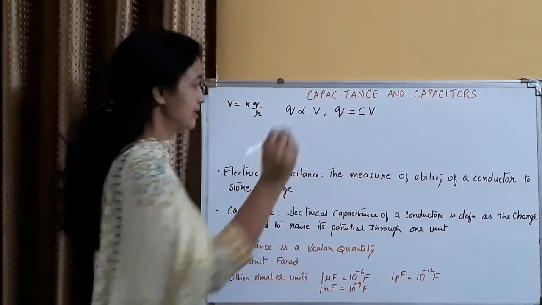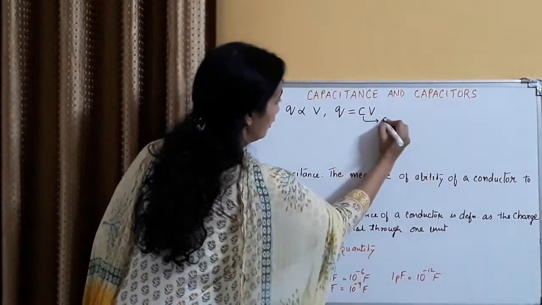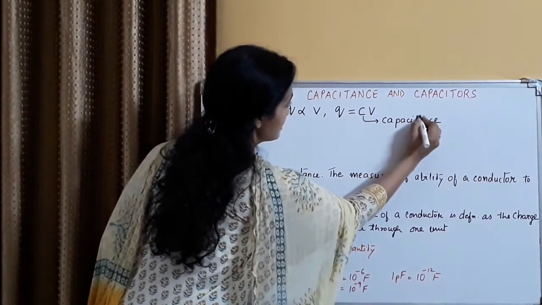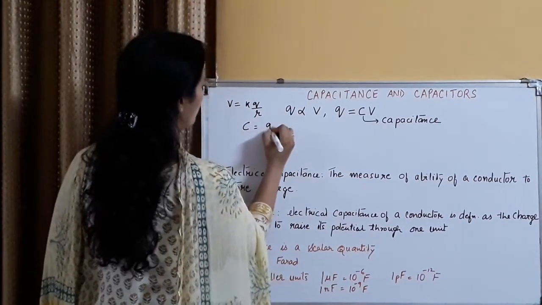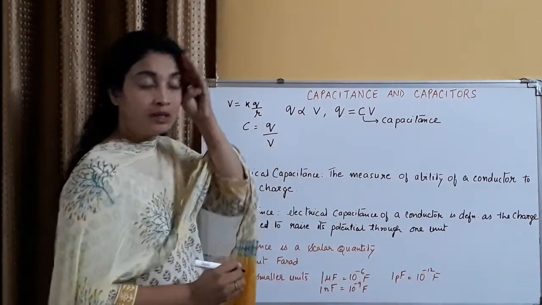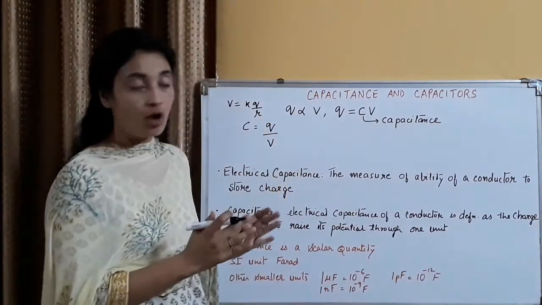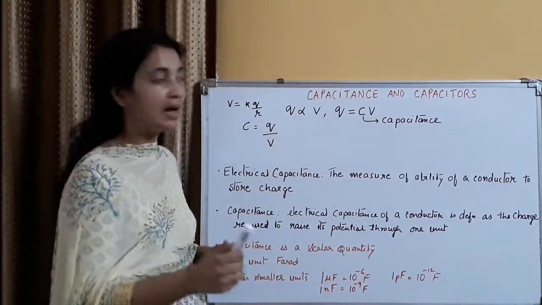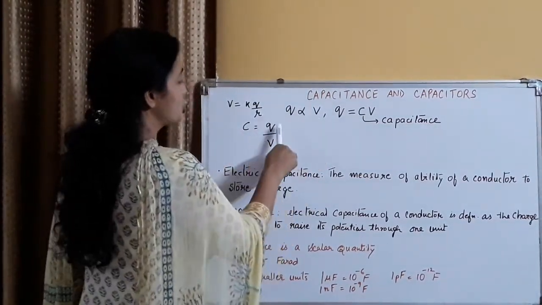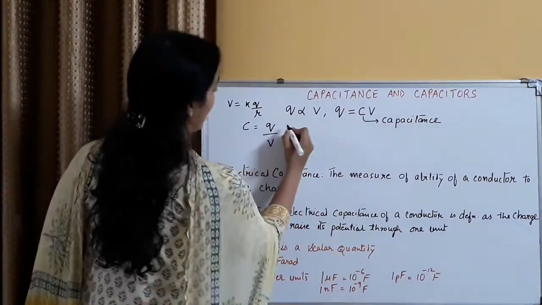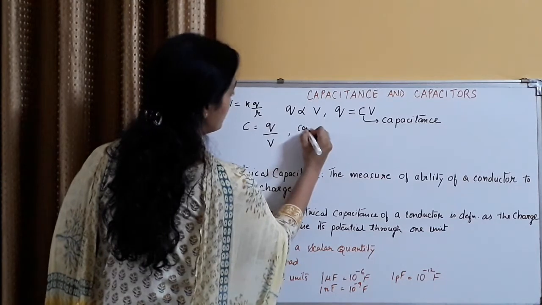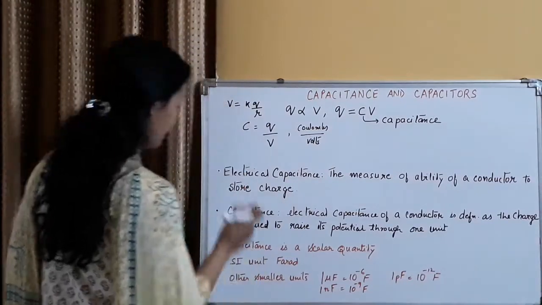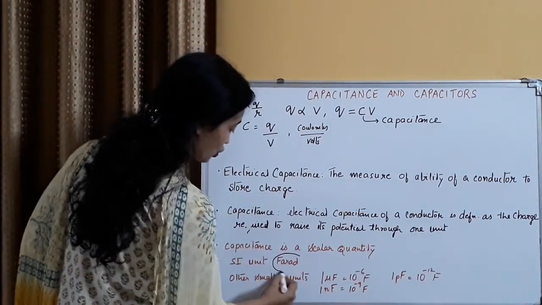What is this constant? Yes, this constant is now called capacitance. C is equal to Q upon V. This is the mathematical way of writing the constant C. As I told you, when you keep increasing the charge on a conductor, its potential increases and the ratio of Q by V remains constant. And if I take the units, it is coulombs upon volts, and this is nothing but your unit for capacitance, which is called farads.